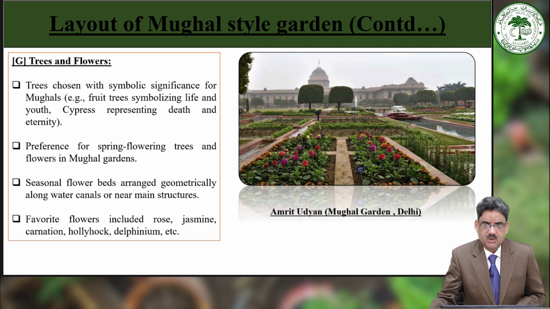Mughal gardens showed a preference for spring flowering trees and flowers, with seasonal flower beds arranged geometrically along water canals or in proximity to main structures. Among their favored flowers were the rose, jasmine, carnation, hollyhock, delphinium, and others.